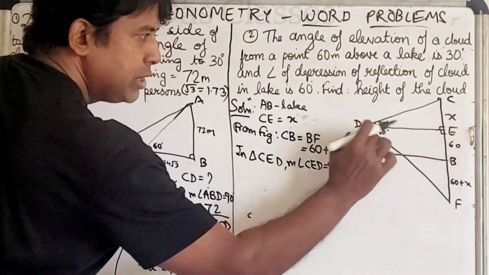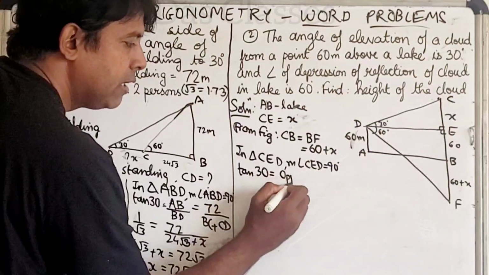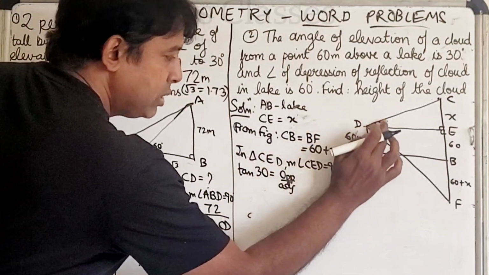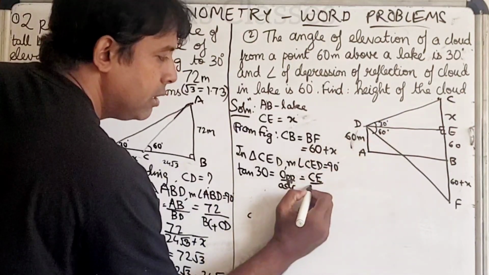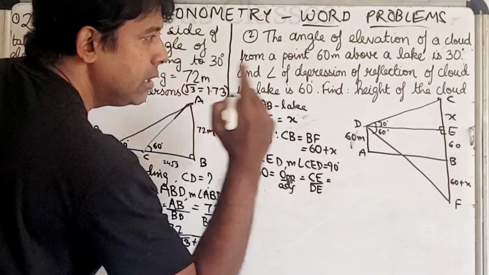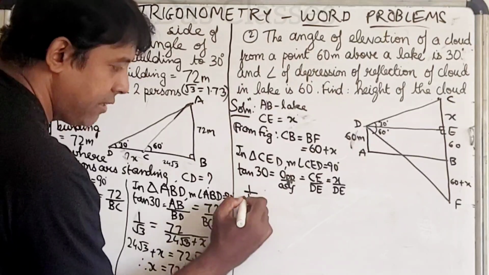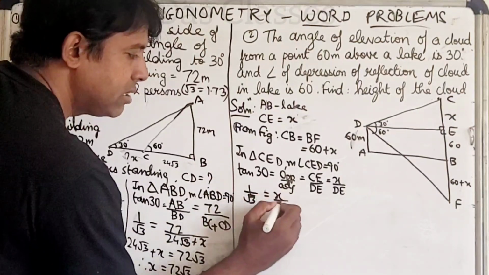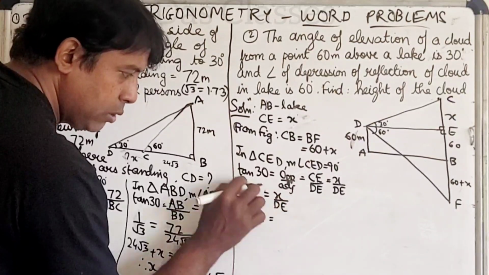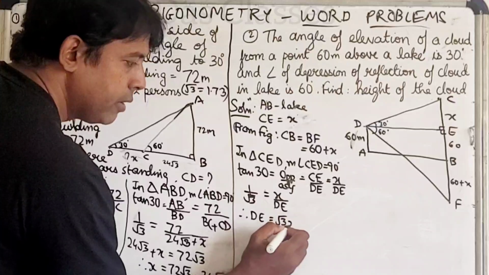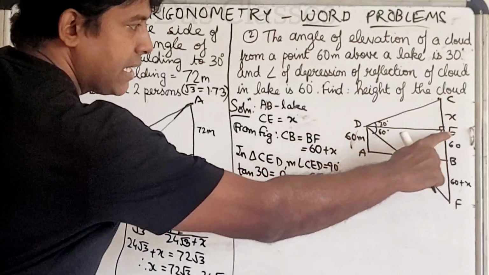Now again, that is going to be opposite upon adjacent. So tan 30, that is opposite upon adjacent. Opposite to this is CE and adjacent is DE. That is, CE is X, DE I don't know. Now as you know, the tan 30 standard value is 1 upon root 3, which is X upon DE. We cross multiply, so DE would be root 3x from triangle CED.